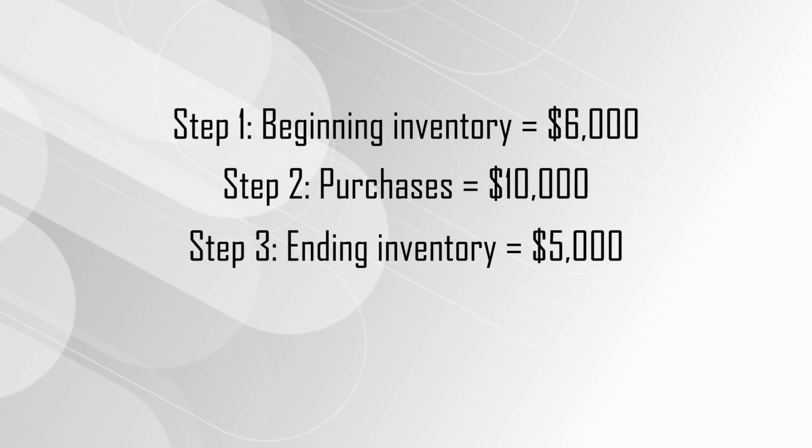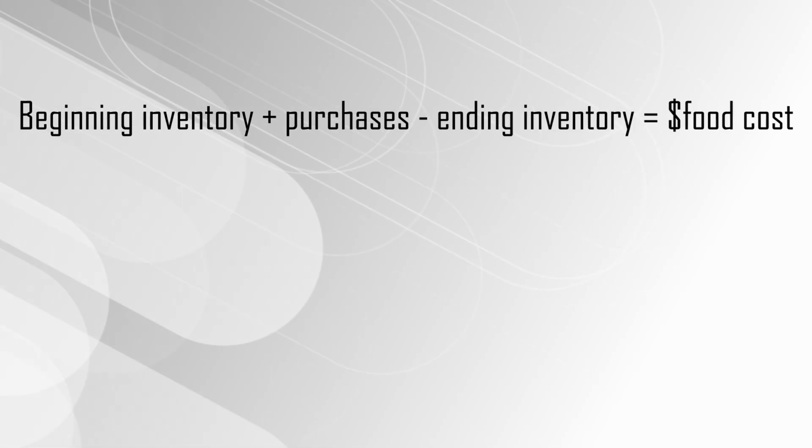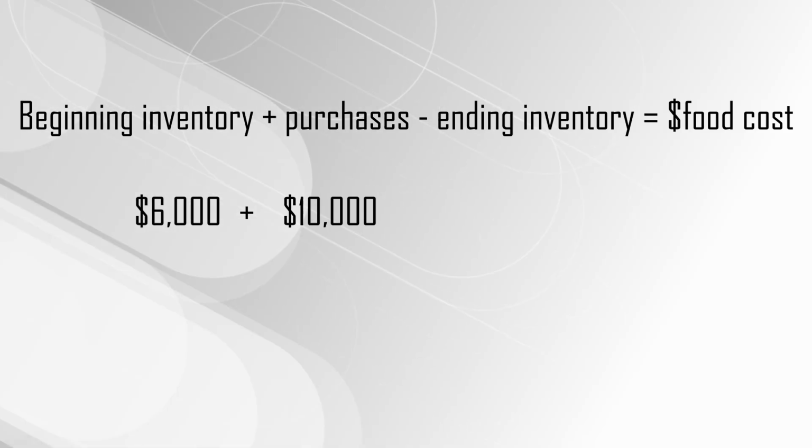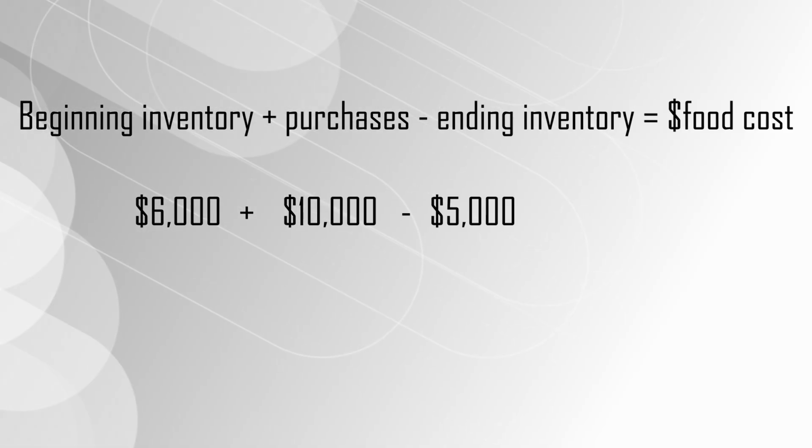Now, let's go plug it into the formula. Beginning inventory plus purchases minus ending inventory. So we have 6,000 plus 10,000 minus 5,000 equals 11,000. So that means you used $11,000 worth of food product in the month of June. This is what actually left the shelves. Either sold, wasted, overportioned, given away, stolen. The math doesn't care which. It just knows it's gone.